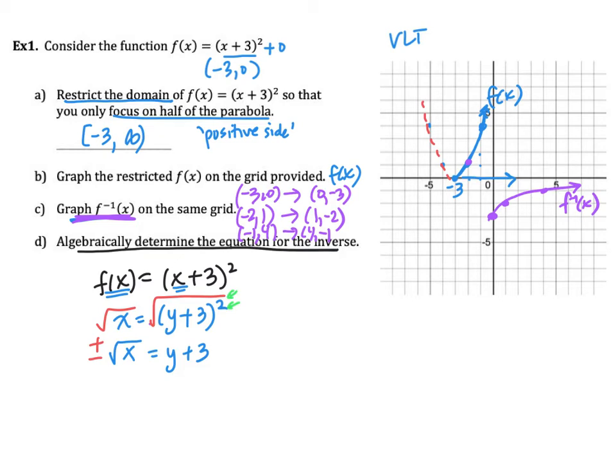There's the positive side, the right-hand side, or the negative side. Now we restricted it to the positive side. So which actual sign do you think we're going to include? So I move my 3 to the other side, which becomes -3, and I have my plus or minus √x. Except I don't want both of those.